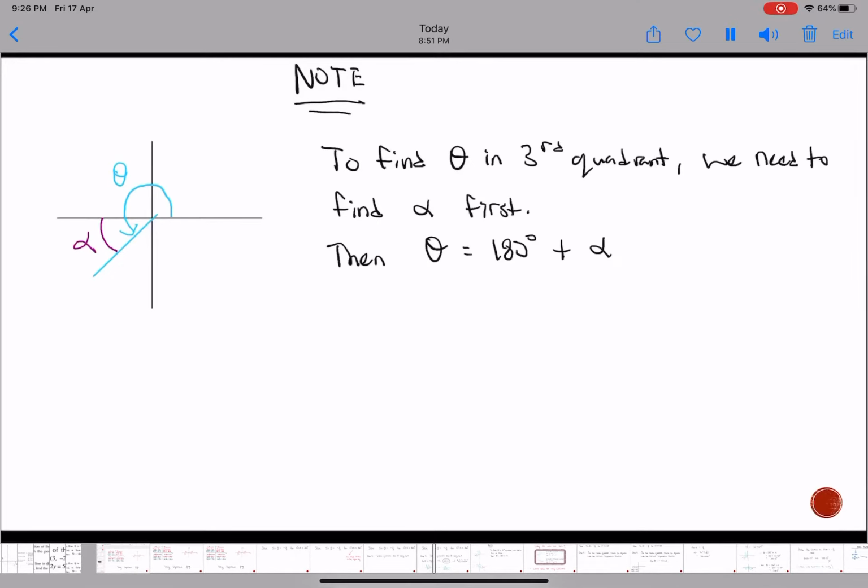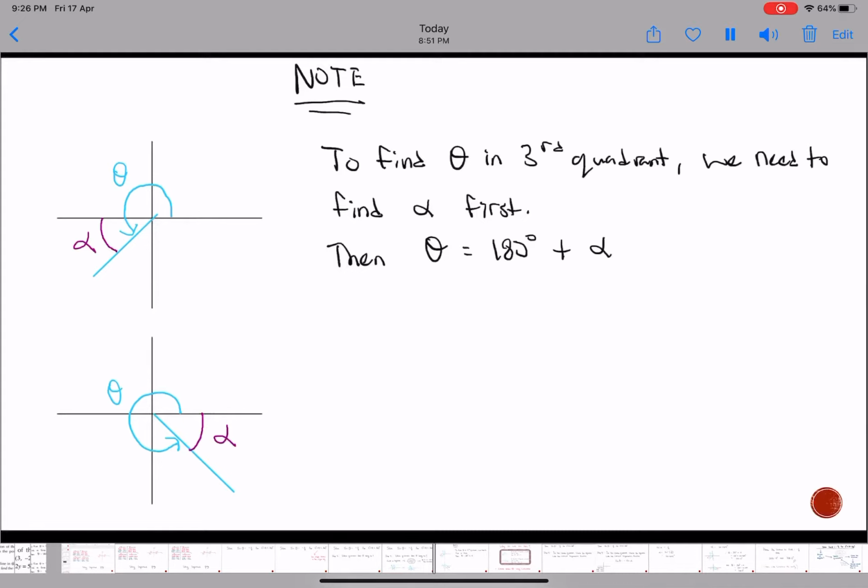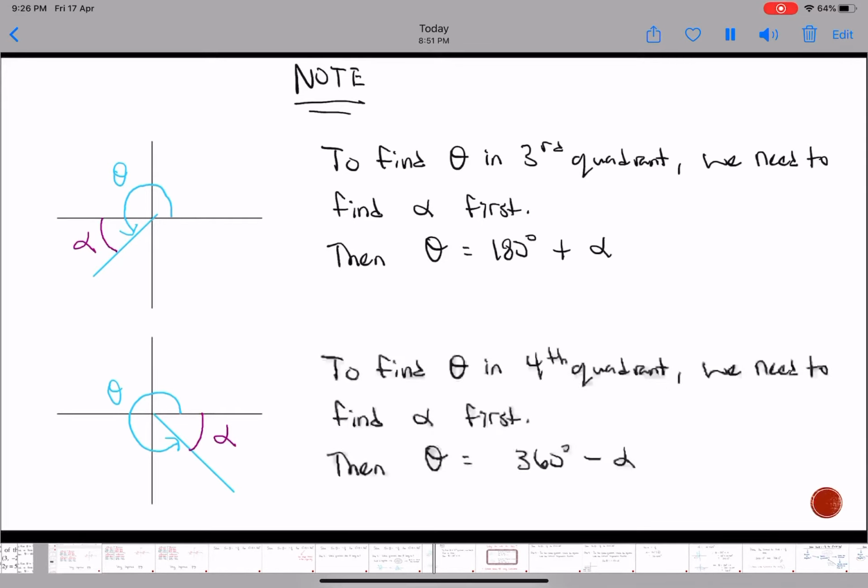Now like I said just now, we have to find the alpha first. Once I know the value of alpha, then I can find theta. In the third quadrant, theta is simply 180 degrees plus alpha. And in the fourth quadrant, that's how the alpha is drawn. So once I know alpha, I just take 360 minus alpha. The alpha is the same in both quadrants.